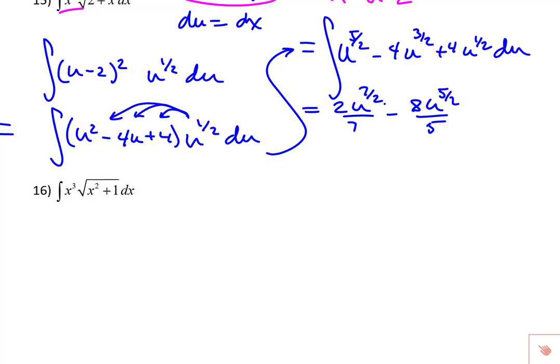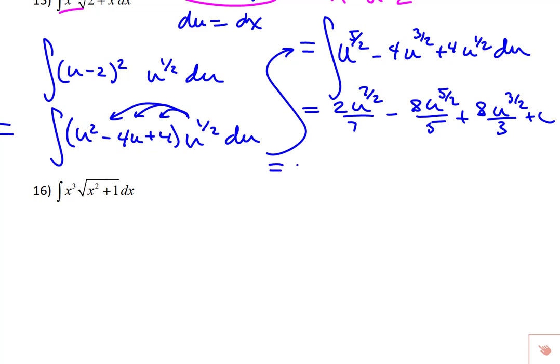Okay, so I'm skipping a step or two of arithmetic here, but you're increasing the power and dividing by the new power, and I'm also simplifying the fractions in the process. And then we'll have plus 8u to the 3 halves over 3, and then of course plus c.